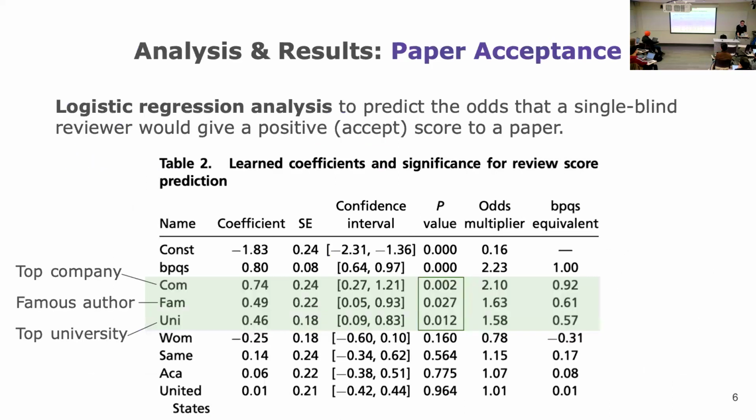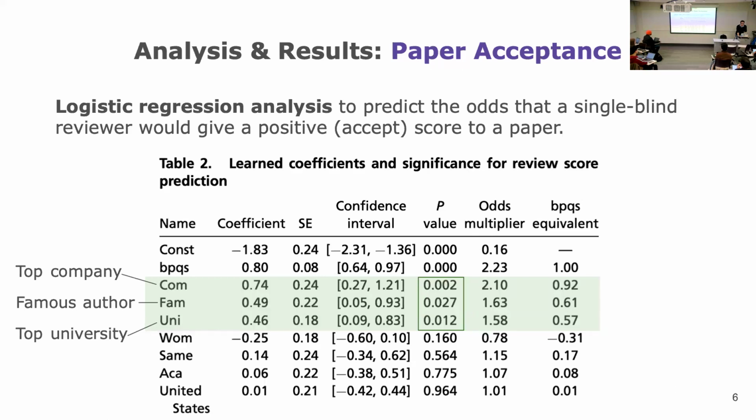And their first analysis was about paper acceptance, and the question was more or less to try to predict the odds that a single blind reviewer would give a positive accept score to a paper. And to analyze this, they used the logistic regression analysis that has something to do with what we also saw a couple of classes ago.